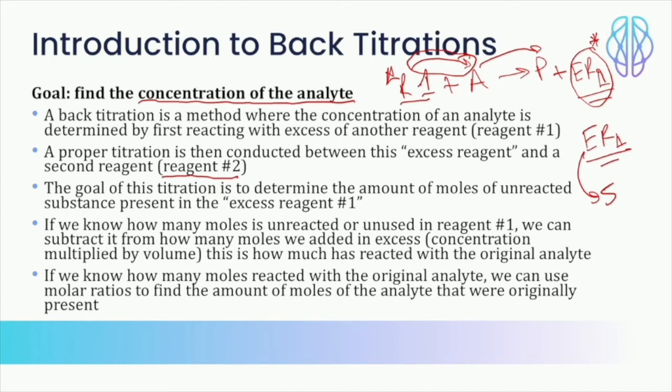Then I can use molar ratios. So in this case, the ratio of my reagent to my analyte is 1:1. So if 5 moles were used to react with the analyte, there's just 5 moles of the analyte. And then depending on the volume of the whole system, I can find the concentration. This will be a lot more clear in the next slide when I take you through an example, but just bear this explanation in mind.